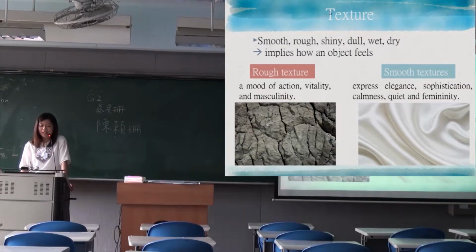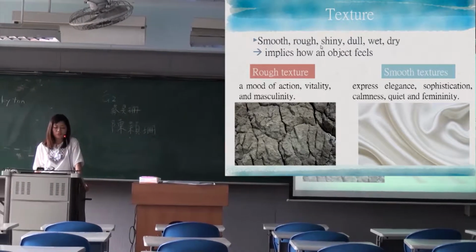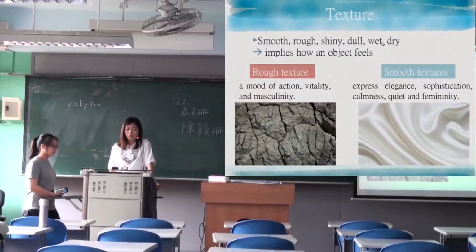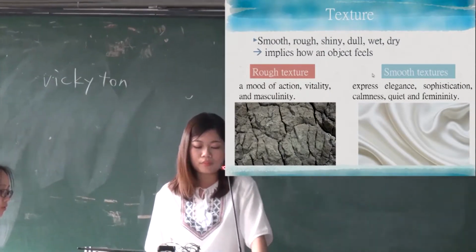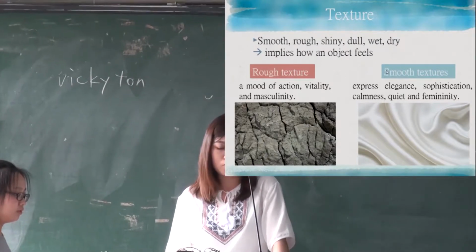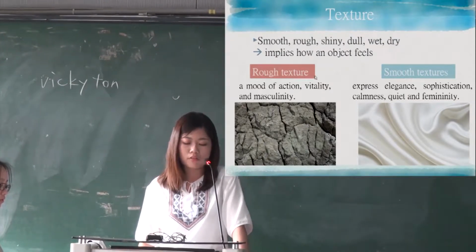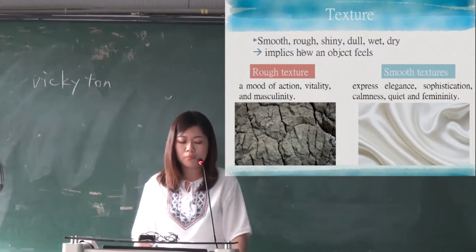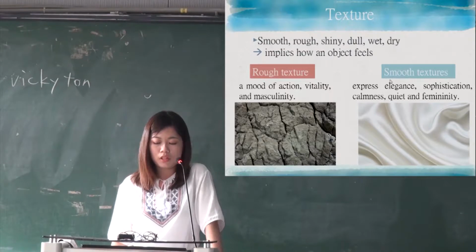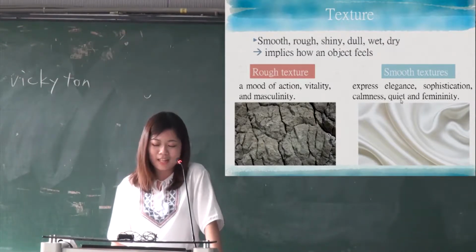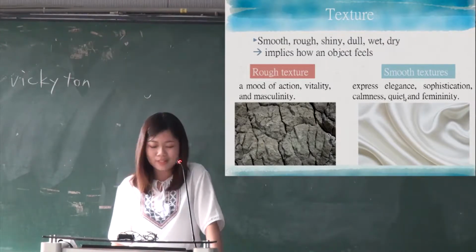And the texture. There are different textures like smooth, rough, shiny, dull, wet, dry, and they imply how an object feels. Here are the examples. Rough and smooth are in contrast, and rough texture represents a mood of action, vitality, and masculinity. In contrast, smooth texture expresses elegance, sophistication, calmness, quiet, and femininity.